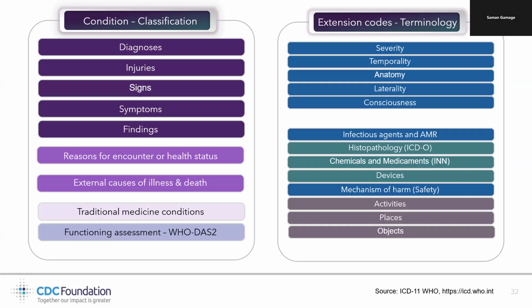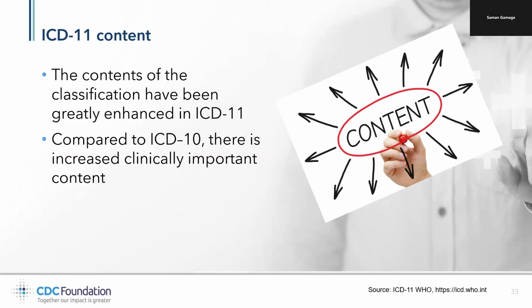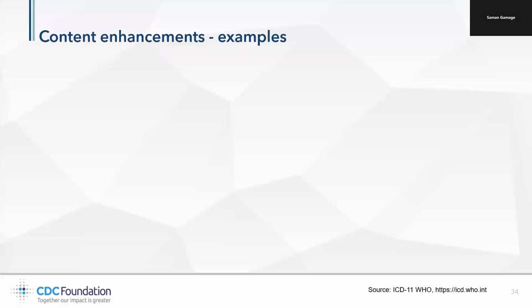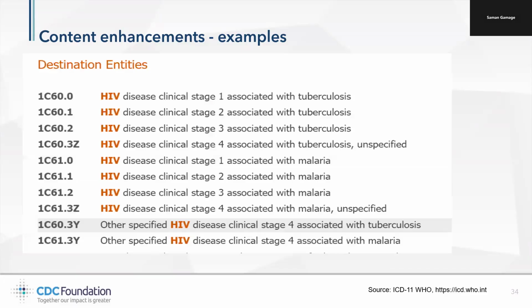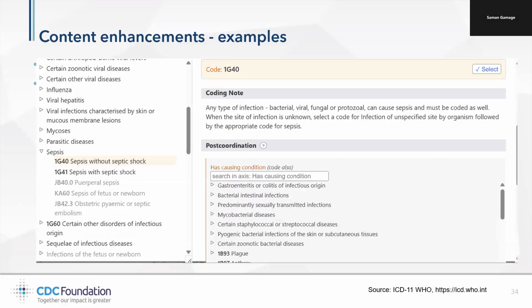ICD-11 contents. The contents of the classification have been greatly enhanced in ICD-11. Compared to ICD-10, there is increased clinically important content. I can show you some content enhancement examples. HIV stages. Then there is a new definition of sepsis. The cause must be coded first. So if you code for sepsis, you can always code for the causing condition.